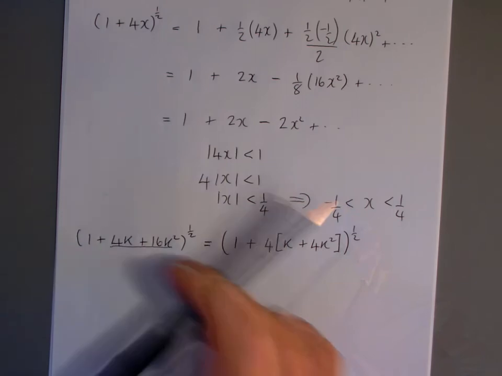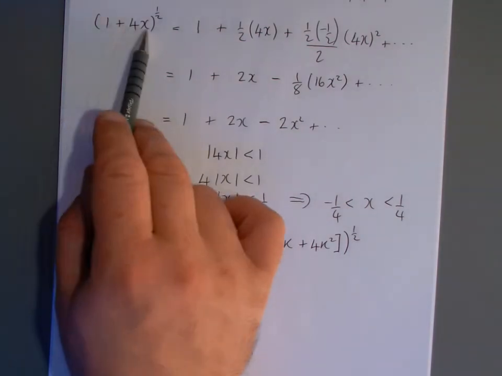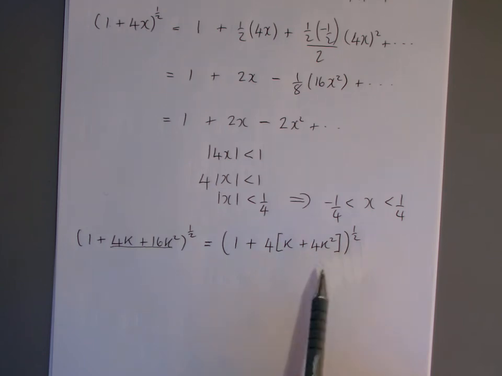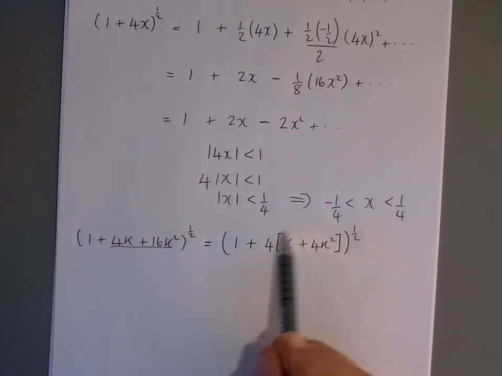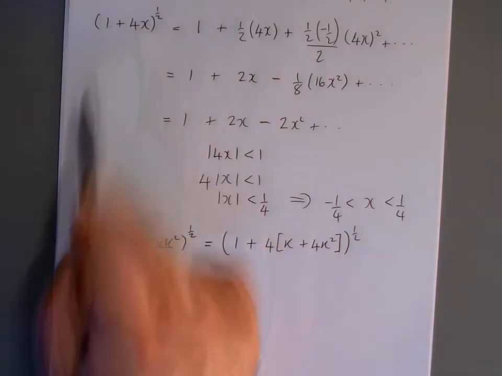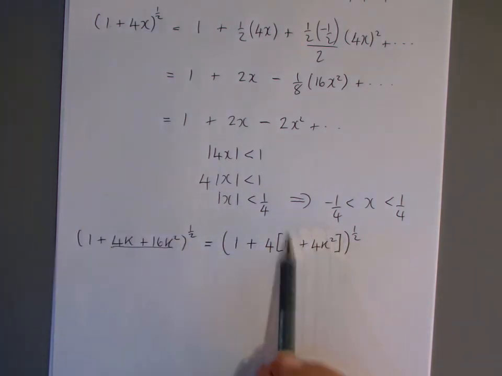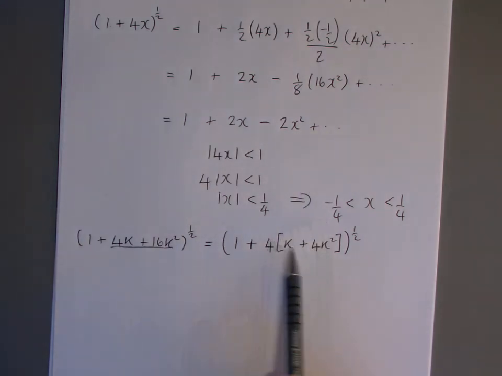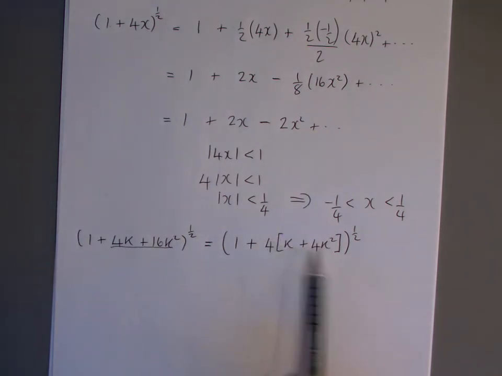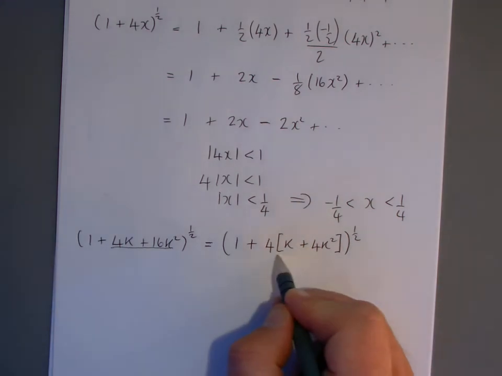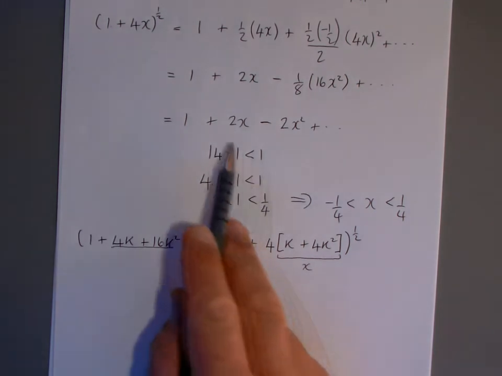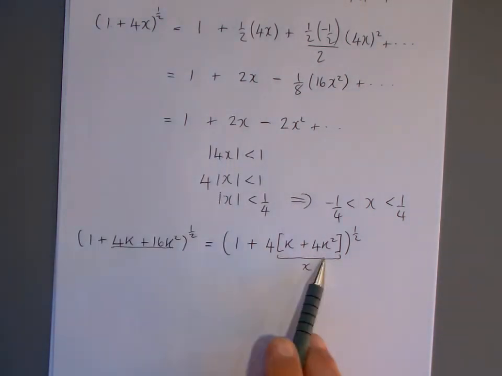So essentially here I've got 1 plus 4x to the power half. Here I've got 1 plus 4 of this to the power half. So I can now appreciate that this represents my x in the first part. So we can now use this answer by substituting in this expansion for x. So all I've got to do is substitute k plus 4k squared into here, and I've got my answer.